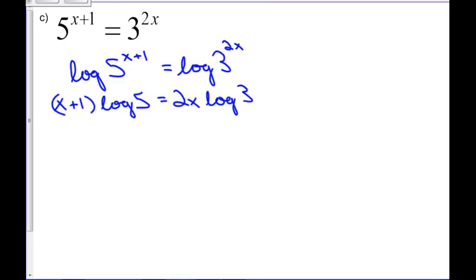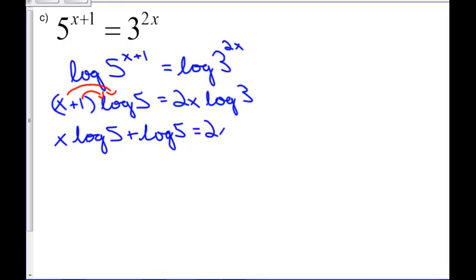Okay, now it might seem like getting x on its own is tricky. So if you have multiple x's, here's what you should do. You should distribute out and see what you get. So we'll have x log 5 plus log 5 equals 2x log 3.